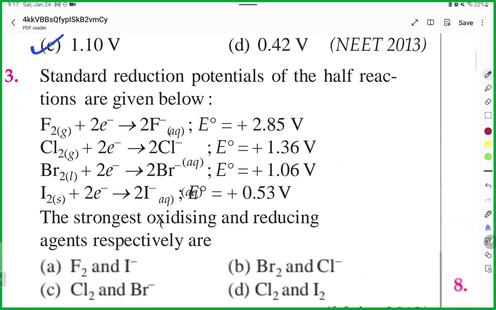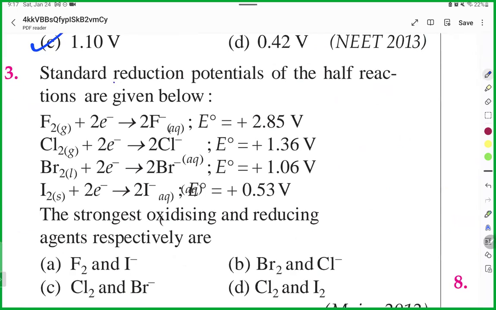Sarah, third question. Standard reduction potential of half reactions is given below. Find the strongest oxidizing and reducing agent. Sarah, tell me what is the meaning of strong oxidizing agent? It undergoes reduction. Very good. And reducing agent means? It undergoes oxidation. Yes. Out of these four elements, you have to identify which element will easily undergo reduction first based on these values.